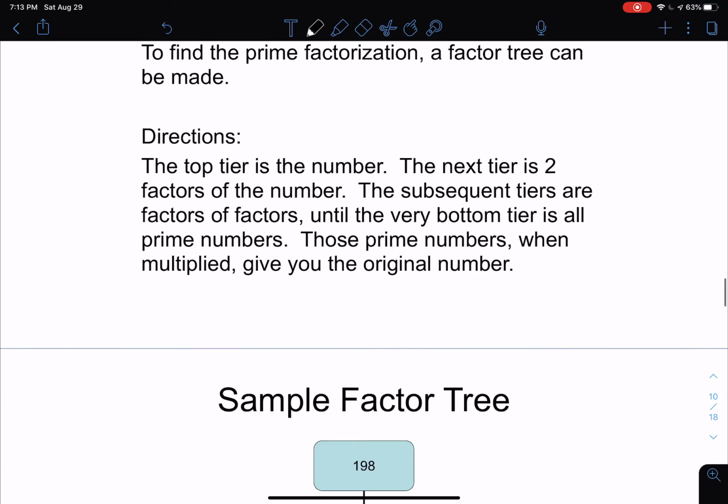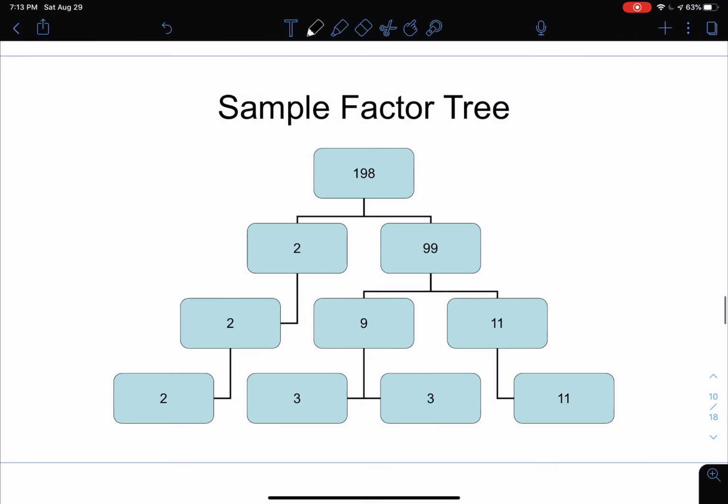For example, let's say you start with 198. Notice that first tier I broke it down to 2 times 99. 2's prime, so I really couldn't break that down anymore, so I just kept carrying it down. But 99's composite, so I broke that down to 9 times 11. Again, 11's prime, so that just got carried down, same as the 2. But 9 was composite, so I broke it down to 3 times 3.